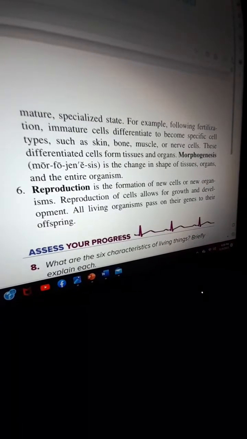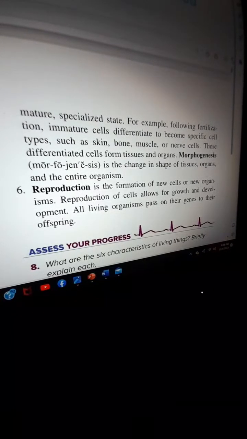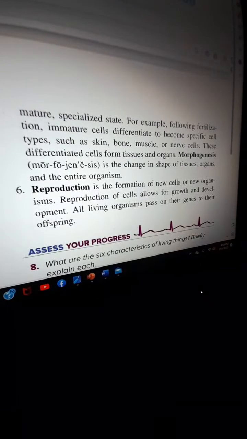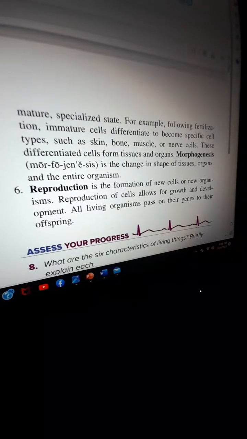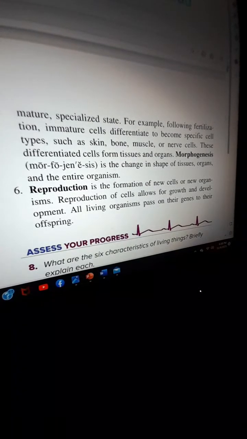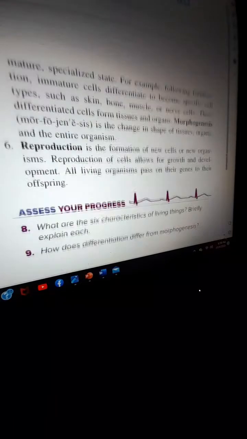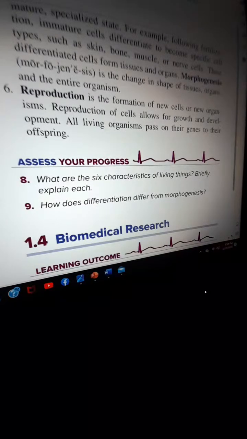For example, following fertilization, when you realize you're pregnant, immature cells differentiate to become specific cell types such as skin, bone, muscle, or nerve cells. These differentiated cells form tissues and organs. Morphogenesis is the change in shape of tissues, organs, and the entire organism. Reproduction is the formation of new cells or new organisms. Reproduction of cells allows for growth and development. All living organisms pass on their genes to their offspring.